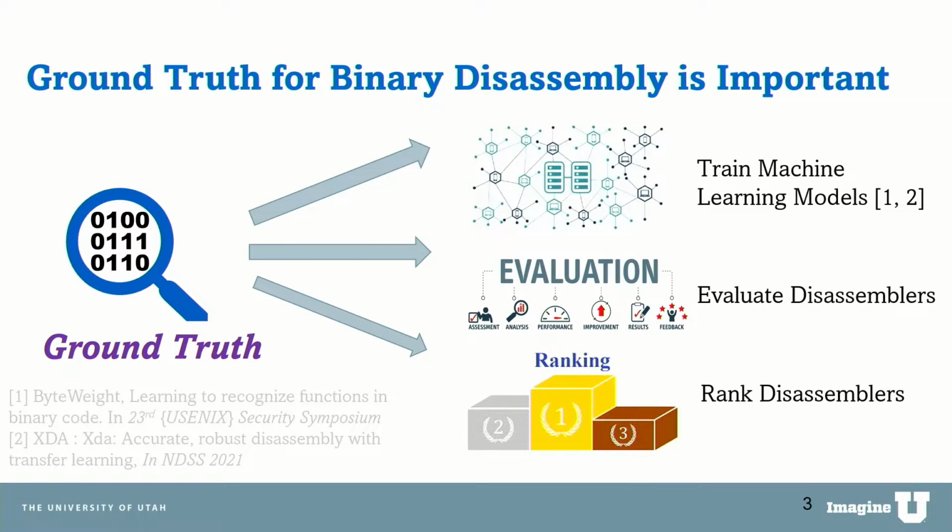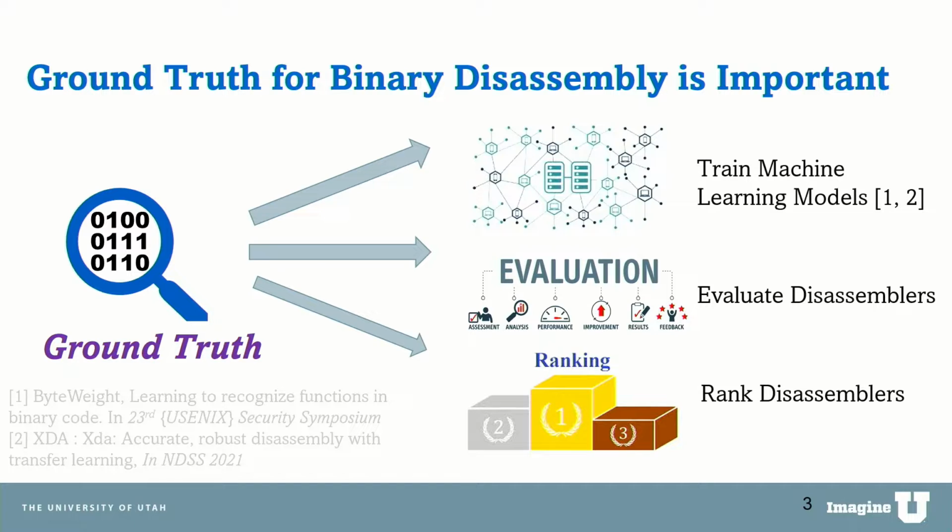So generating ground truth for binary disassembly is very important. For instance, many machine learning models like ByteWeight rely on the ground truth for training purposes. On the other hand, if we don't have the ground truth for binary disassembly, we won't be able to verify the disassembly result, and the user won't be able to pick the best performing disassemblers.